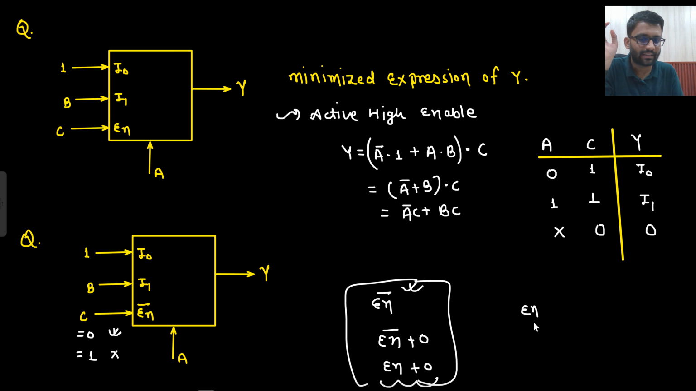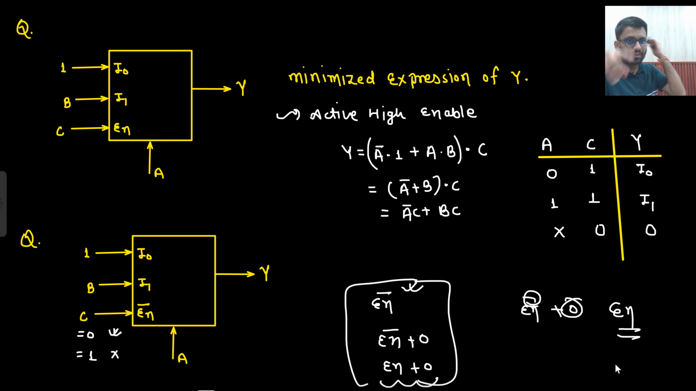People can think that, sir, EN bar is there plus bubble is also there, so bar and bubble can cancel out, so it is active high. No. In the GATE examination, this question has come 2 to 3 times. Even in GATE 2024 as well, the question came, and people were saying that EN bar is there and 0 is there.